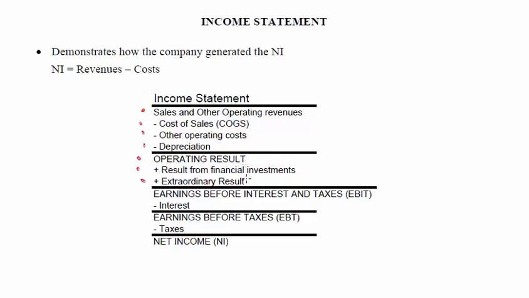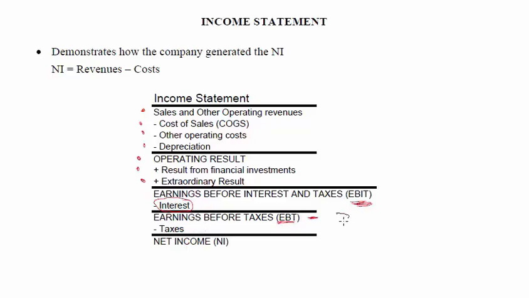We add to the operating result the result from financial investments and the extraordinary results, and we obtain what is called the earnings before interest and taxes, because we may have to pay interest from loans that we ask from banks for buying equipment, for example, or for buying a building or whatever. So we may have to pay interest to the banks. It's registered here. After that, we have what is called earnings before taxes.